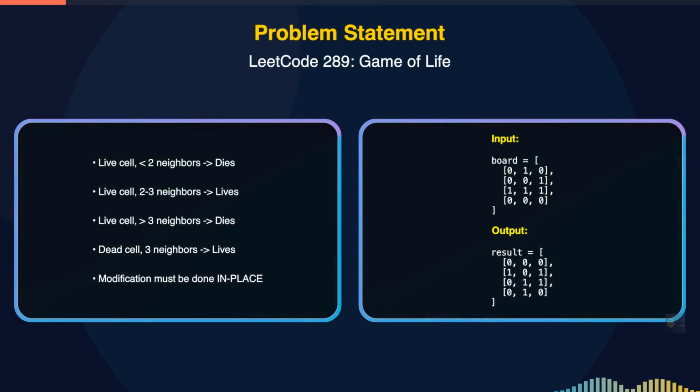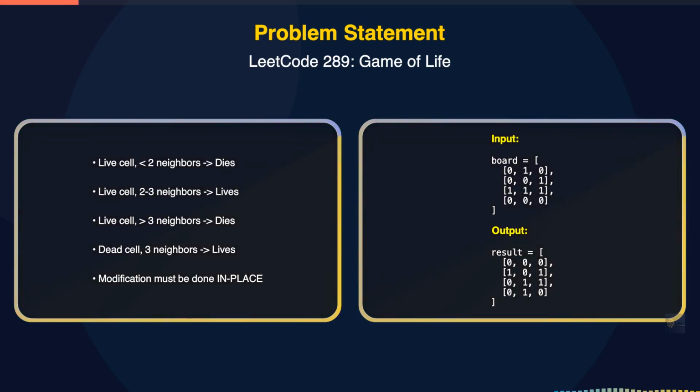We are given an M by N grid representing a board of cells. Each cell is either live, marked by a 1, or dead, marked by a 0. Every cell interacts with its 8 neighbors to determine its next state based on 4 simple rules.